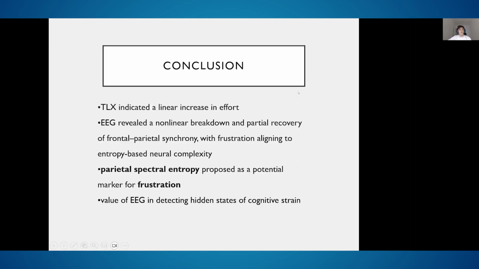And to conclude, the NASA TLX questionnaire indicated a linear increase in cognitive effort, but EEG revealed the nonlinear breakdown and parietal recovery of frontal-parietal synchrony, with frustration linked to entropy-based neural complexity. So we propose parietal spectral entropy as a marker for frustration, because it showed a significant correlation. This is very important because we cannot measure hidden brain activity only with questionnaires. So we used an EEG for that, and thank you for listening.